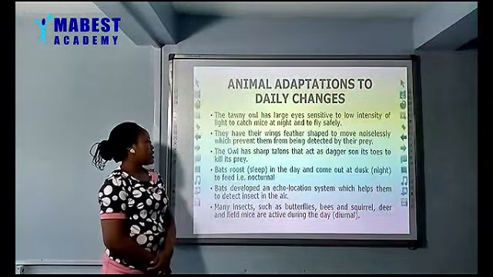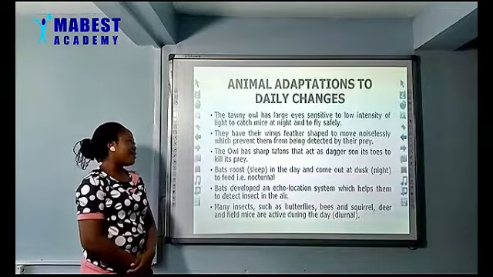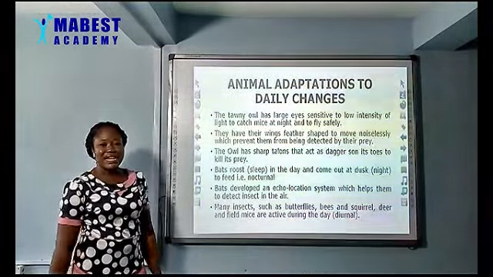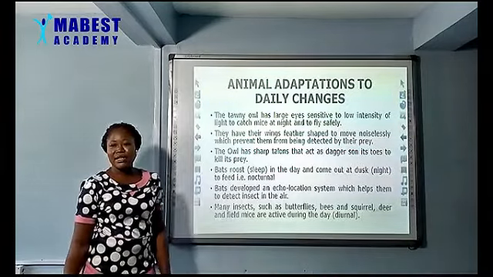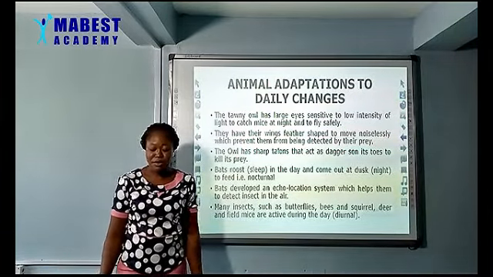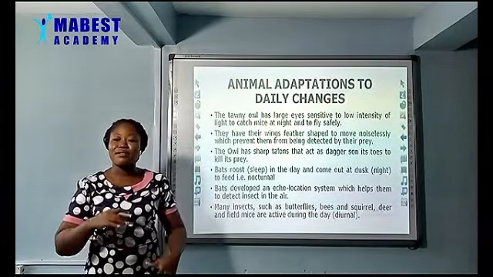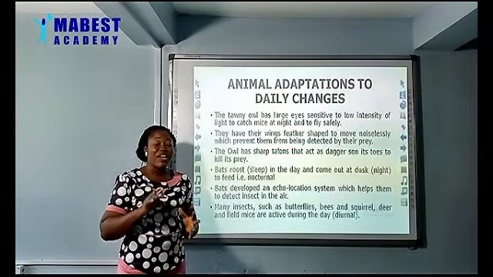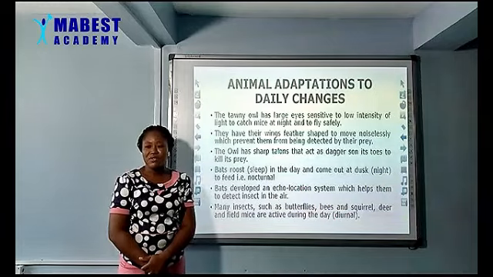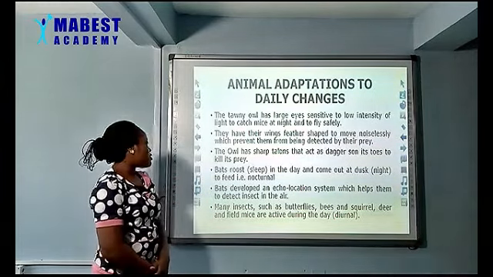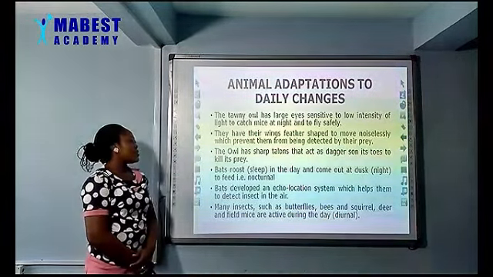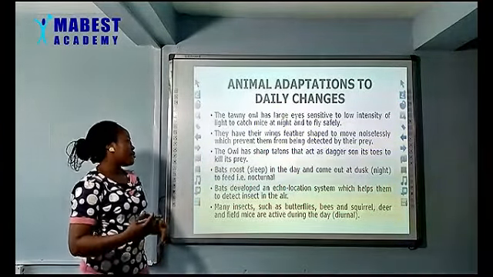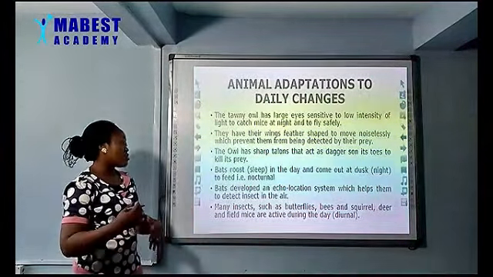Bats roost, that means they sleep in the day and come out at dusk, that means at night, to feed. They are nocturnal animals. When an animal is not active during the day, but very active at night, we refer to them as nocturnal animals. So they are nocturnal animals. They are always sleeping during the day, and at night they become active. They move from one place to another to feed.